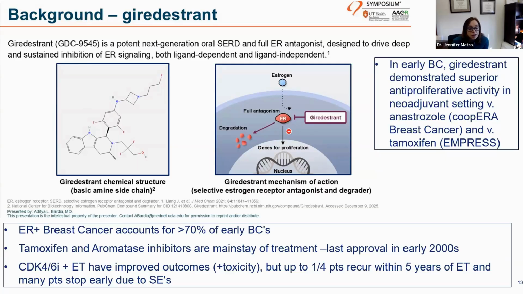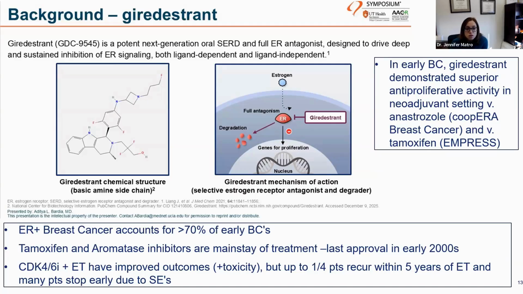We are now combining CDK4/6 inhibitors like Verzenio and Kisqali with hormone therapy in early stage breast cancer, and that has led to improved outcomes, but has also added more toxicity to patients for 2 to 3 years out of their 5 to 10 years of hormone blockers. And even despite this, up to a quarter of patients can recur within 5 years. And many stop due to side effects.